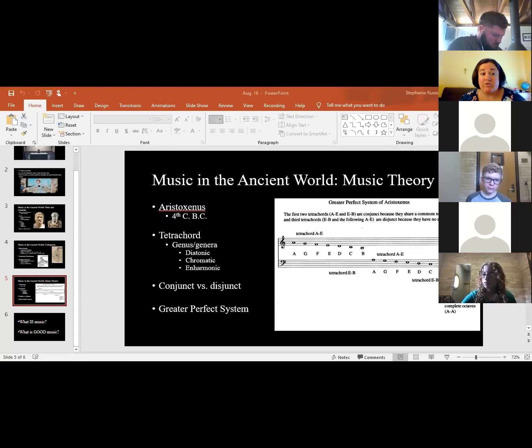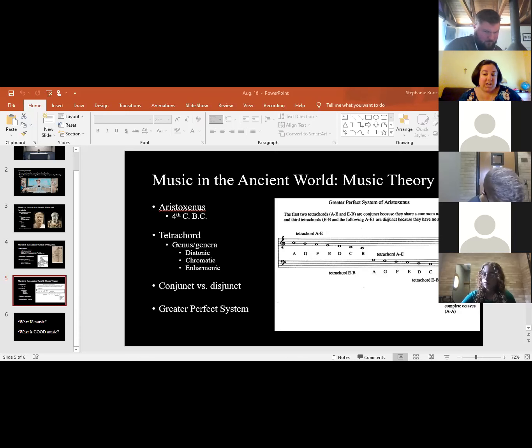Some of you may have heard of a tetrachord before. It's just 4 descending notes. We'll talk about the significance of the tetrachord in later centuries. But right now in the ancient Greek world, just keep in mind it's 4 descending notes, and they are consecutive notes. I can't leap around on an arpeggio. They're scalar. And we can have different types of tetrachords.